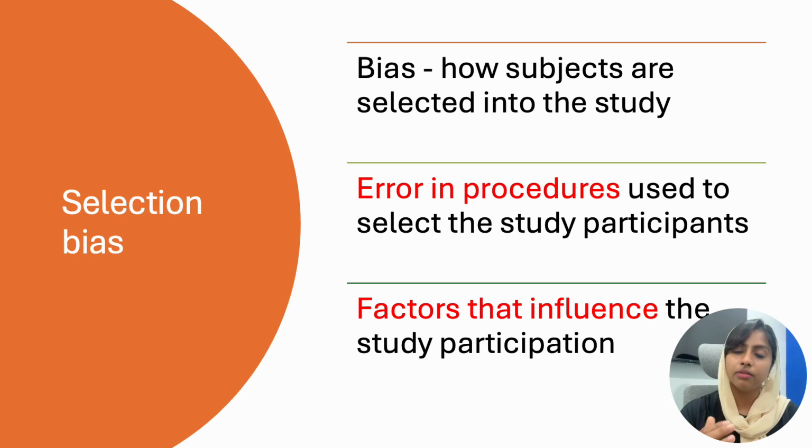So how can an error occur while you select the subjects? It can be because of an error in the procedures that you use to select the study participants. For example, maybe the diagnostic criteria that you use to diagnose a particular condition is wrong. That can result in wrong patient selection. The next one is factors that can influence study participation. For example, imagine that you are doing a study among the inhabitants of a particular city, and you're doing the study in a center and asking the patients to come there. If you think about it, elderly patients or differently abled patients would find it difficult to come to that center for the study. So in that case, you're only going to concentrate on a certain population of that city. So this is again an example of selection bias.